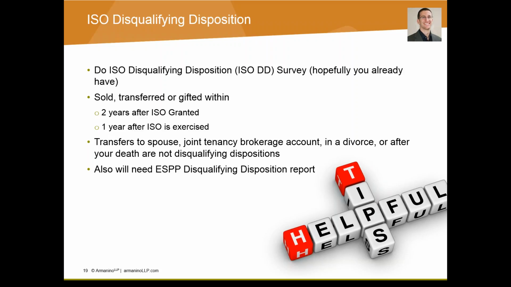But for you as an employer, you should be sending out a survey, or maybe you're tracking it, of who has sold any of their ISO shares or their ESPP shares. If you're a public company and you have an ESPP, typically your broker tracks those ESPP shares, so they should be able to give you a report of whether any of those are disqualifying dispositions. Potentially they can do that for ISO grants as well.